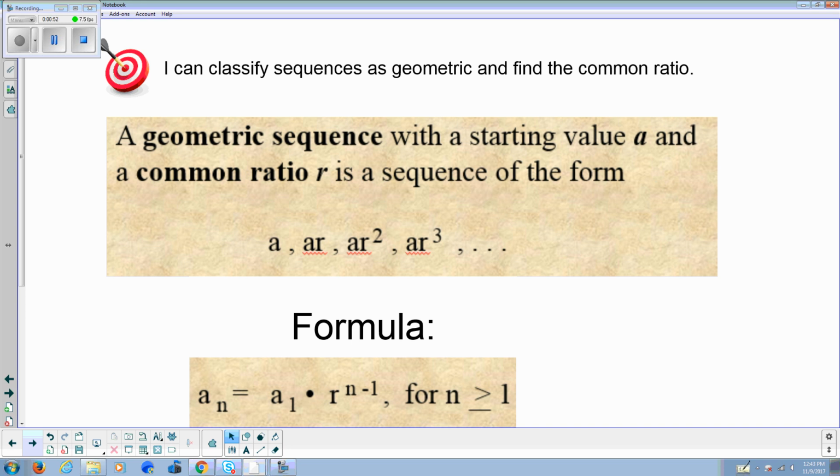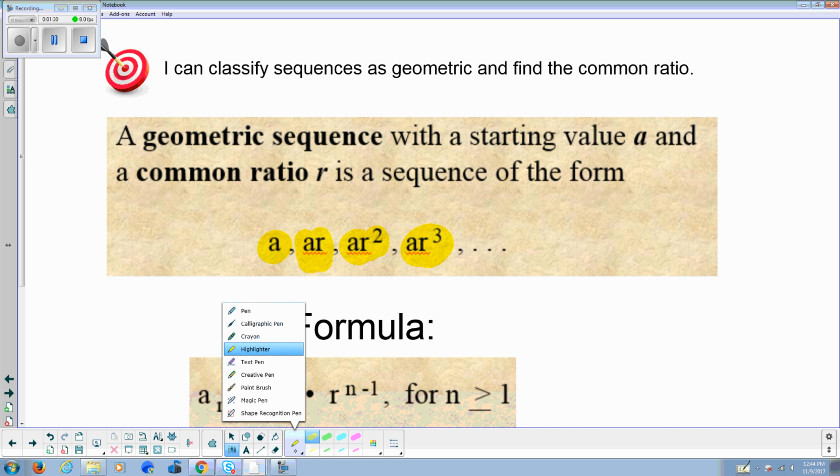From a textbook, we read, a geometric sequence with a starting value A and a common ratio R is a sequence of this form. So we see a sequence where you start with a number, and then you take that number and multiply by R. R is the common ratio. Then if I multiply by R, that common ratio, again, that's like multiplying the first number times R squared. And then if I multiply by R another time, that's like multiplying the first number times R to the third power.